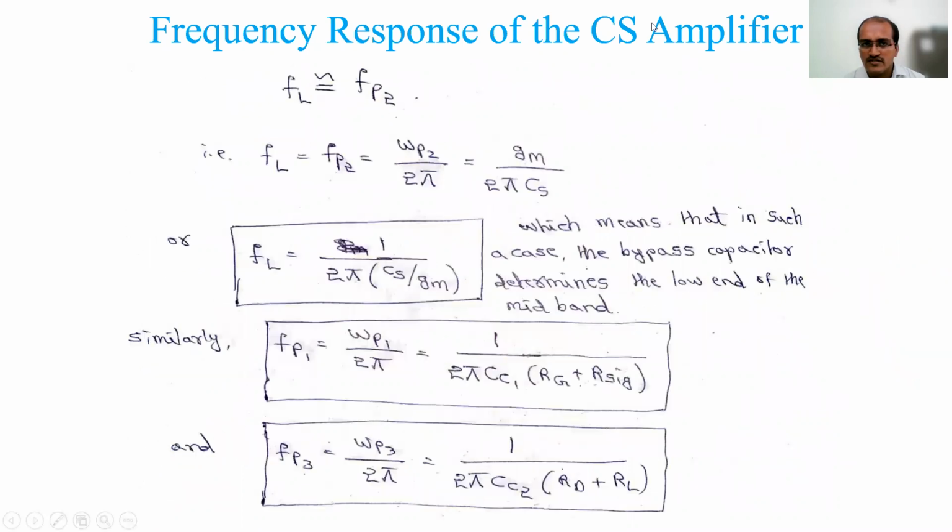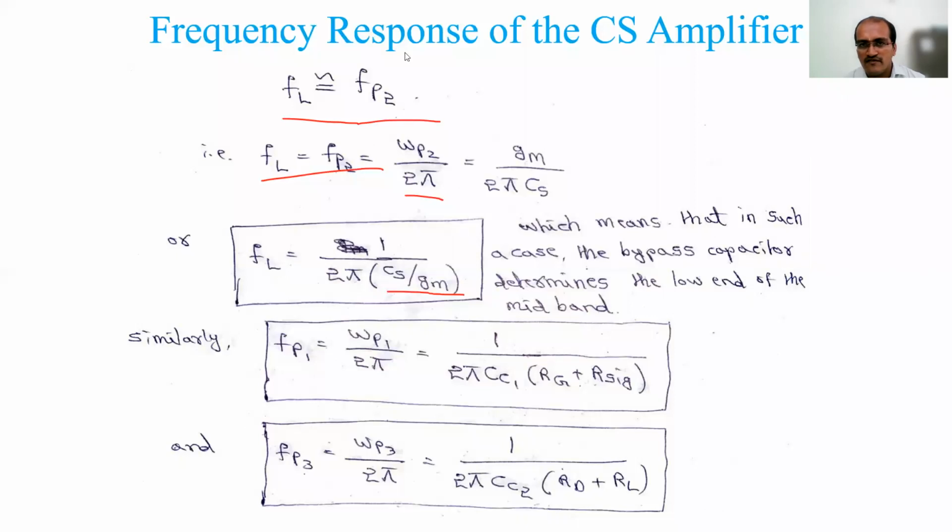Based on this, whatever we said, FL can be given approximately by FP2. What is FP2? It is omega P2, the angular frequency, divided by 2 pi, and you will get the frequency in hertz. Now substitute omega P2, which is gm by CS. So 1 by 2 pi times gm by CS. You can take this gm into the denominator. It looks like this: FL equals 1 by 2 pi CS by gm, which is the low frequency response.